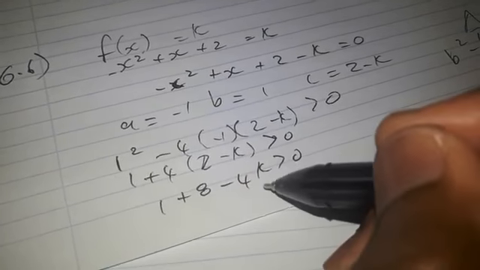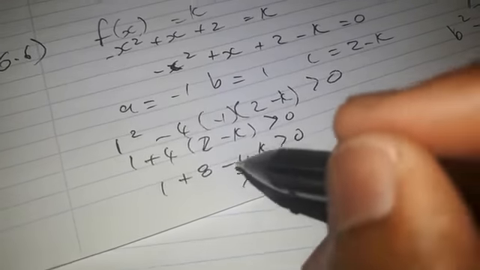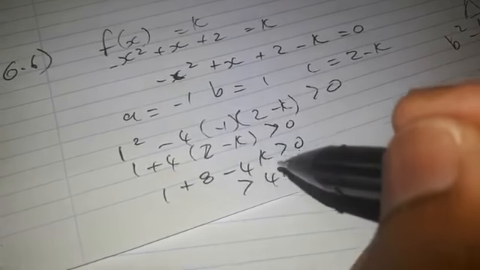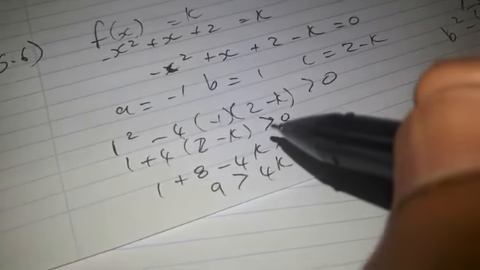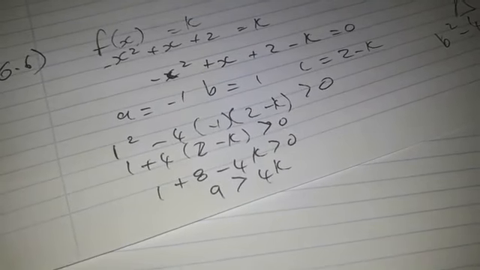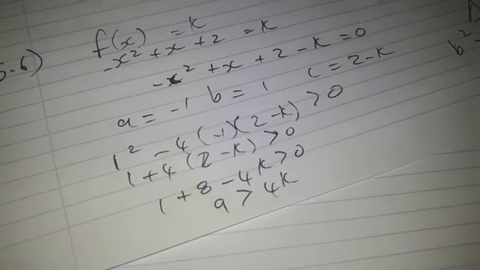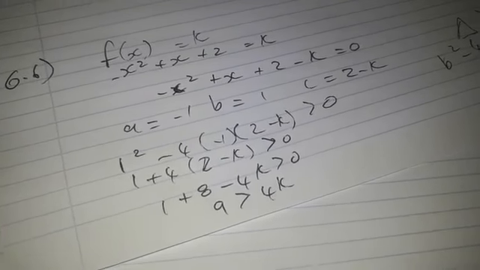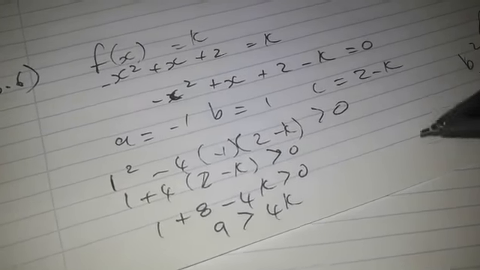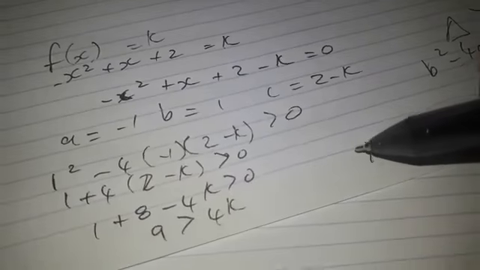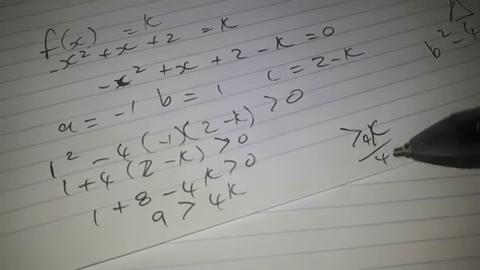And then the 4k can go over, and it becomes a positive. Remember, we're not dividing by a negative, so nothing flips over. And then here you just have 9. The funny thing with this question is that here we're getting our value for k with a 4 there.